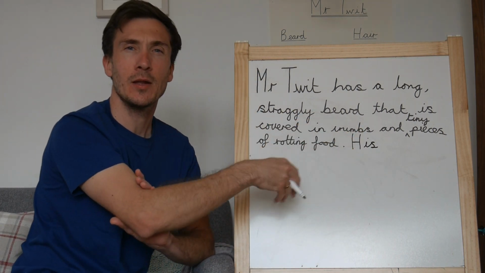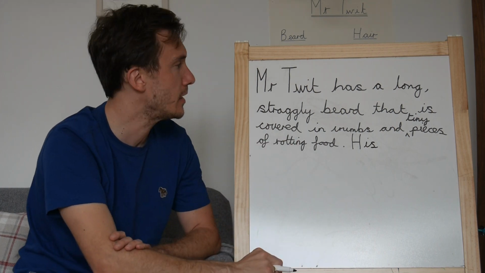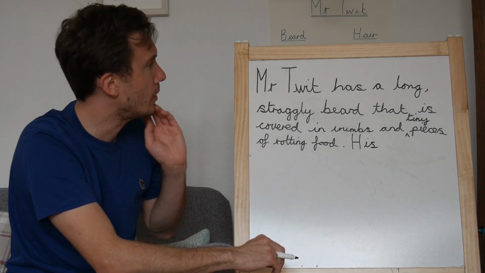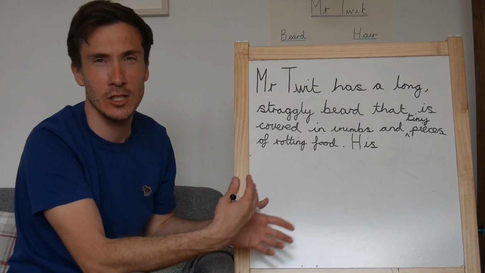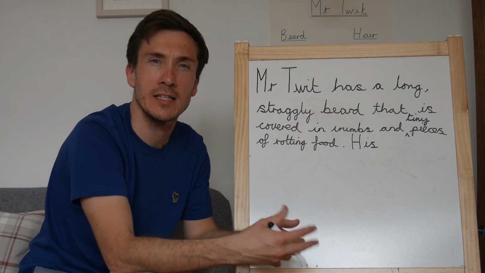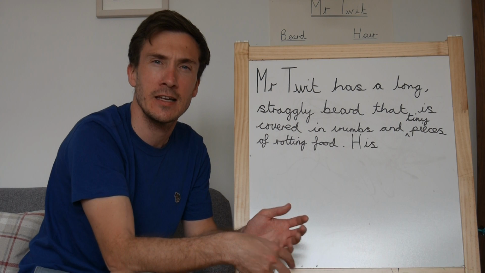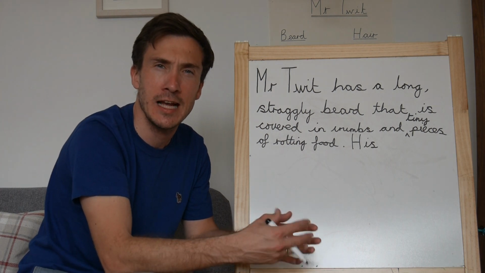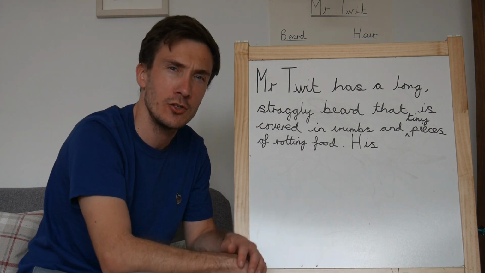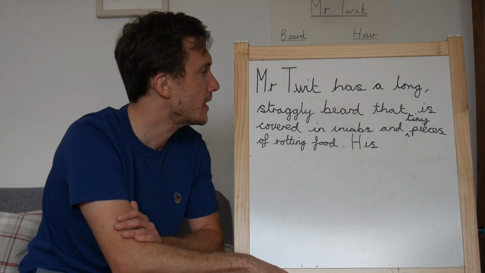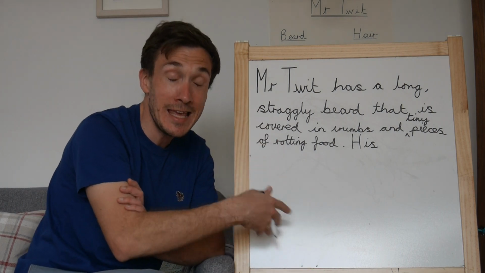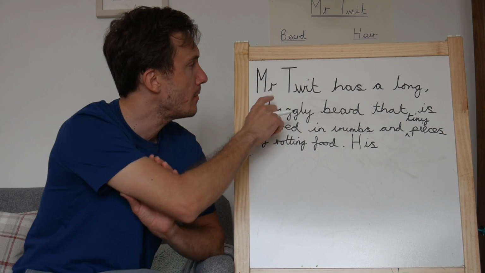I'm going to say his hair, but I'm going to choose some adjectives now to describe his hair. But before I move on, I'll just say that if I started with Mr Twit again, it just becomes quite repetitive. It means it just repeats again and again. I don't want to start every sentence in exactly the same way. So I'm going to try and change the way that I start my sentence. I can start with his. We know who he is. It's Mr Twit. We've already mentioned it.